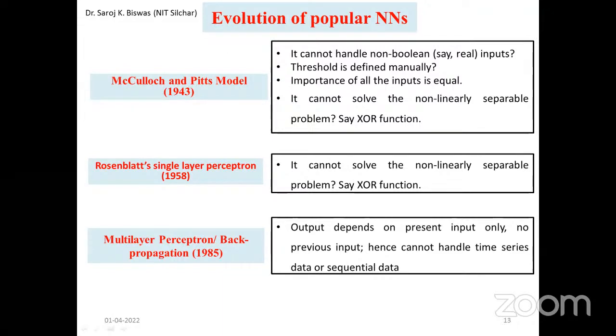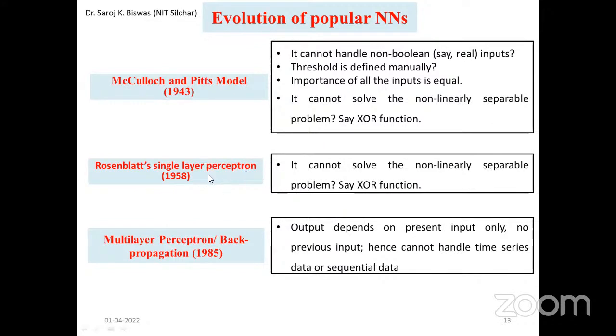Non-Boolean inputs, meaning real values it cannot take. It can take only 0 and 1. The threshold is defined manually, right? Importance of all inputs is equal, even if the importance of some inputs can be higher. But in this model, there was no paradigm. All the inputs have equal weights in this case. And finally, it cannot solve the non-linearly separable problem. Say it's a problem that was not possible to solve by the McCulloch and Pitts model. So after the McCulloch and Pitts model, Rosenblatt's single layer perceptron was invented in 1958. So here, most of the problems are sorted out.